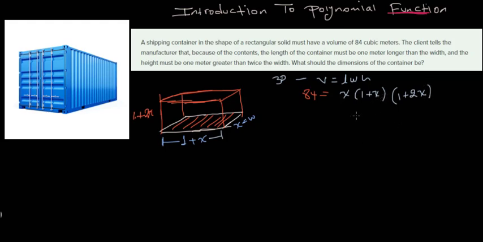Whenever you solve this problem, to find the value of x that makes this expression true, we determine the length, width, and height. The height in this case is 1 plus 2x, the length is 1 plus x, and the width is x. So thank you to the expression, thank you to the polynomial function.